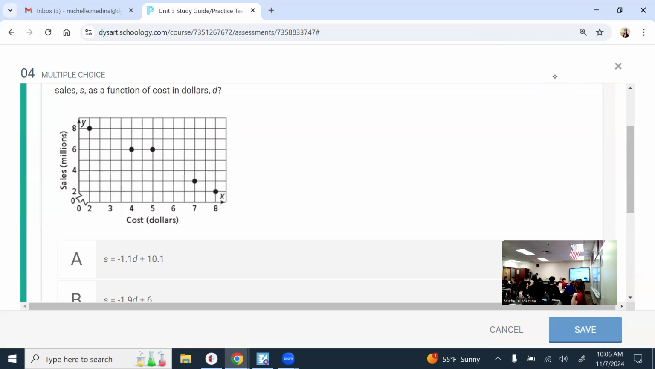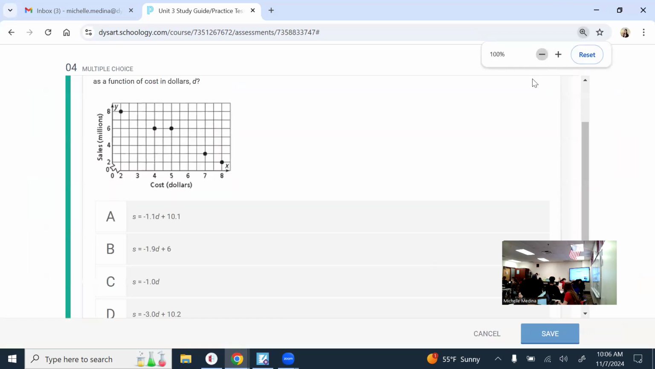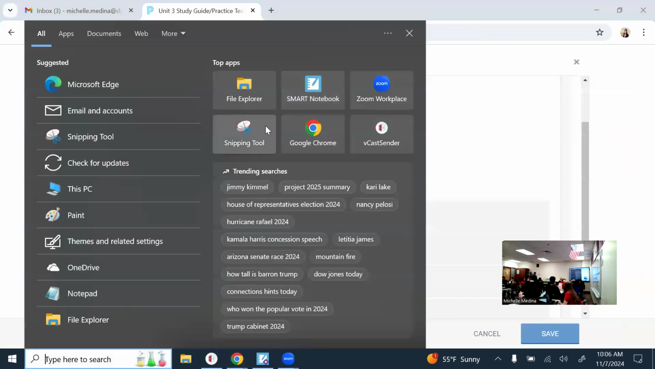So I can draw on my screen. So I will snip it and put it somewhere because for some reason it doesn't want me to do it directly on here.